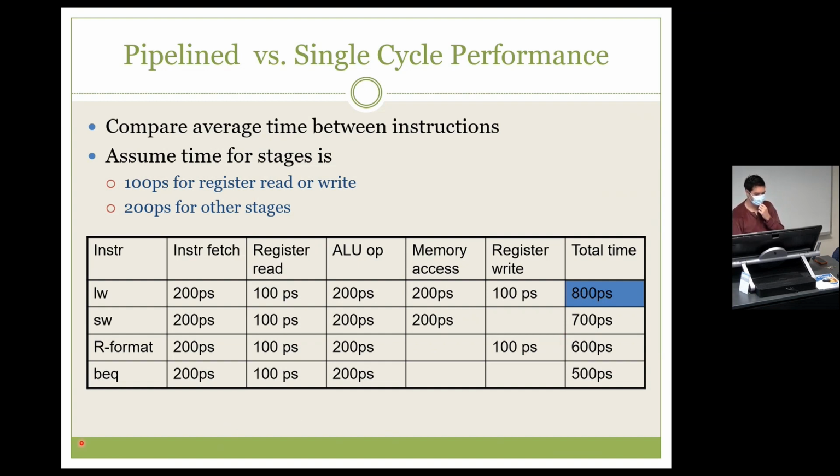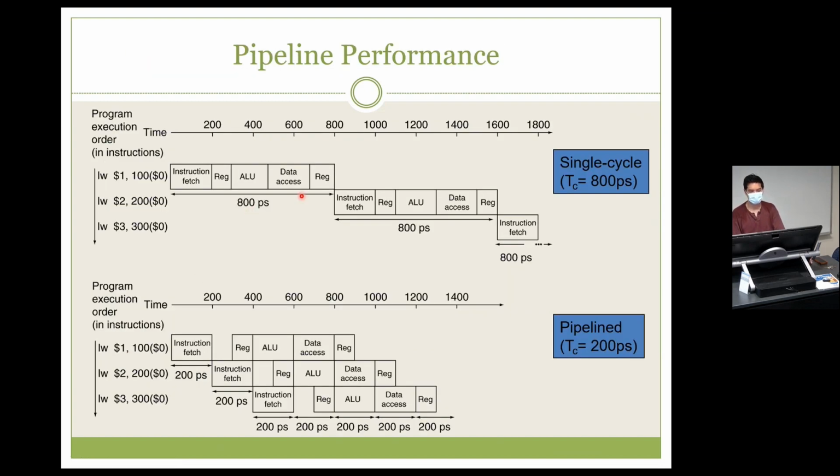But now we are going to pipeline this and split it up into those 5 stages. So here's our single cycle. Every instruction is 800 picoseconds, right? But now, with pipeline, I first fetch the first instruction, and then when I'm reading the register file and decoding that instruction, I fetch the second instruction. And then while the first instruction is doing the ALU part, I'm decoding the second instruction and reading the register file for that and fetching the third instruction.